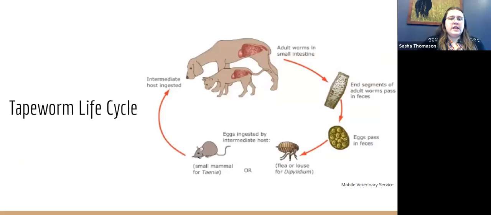So for tapeworms, the proglottids contain eggs. The proglottids are the end segments of the adult worms from the intestine. So they kind of shed chunks of the adult worms, and those portions have eggs in them, which are then passed through the feces. Once they're out in the environment, the flea larvae will eat those eggs. Once that flea matures, either the dog or cat will ingest the flea, or a small mammal, an intermediate host, ingests it, and then the dog or cat eats the rodent. Either way, once that is inside, the larvae will migrate to the small intestine, they'll mature, and they'll just repeat that cycle.